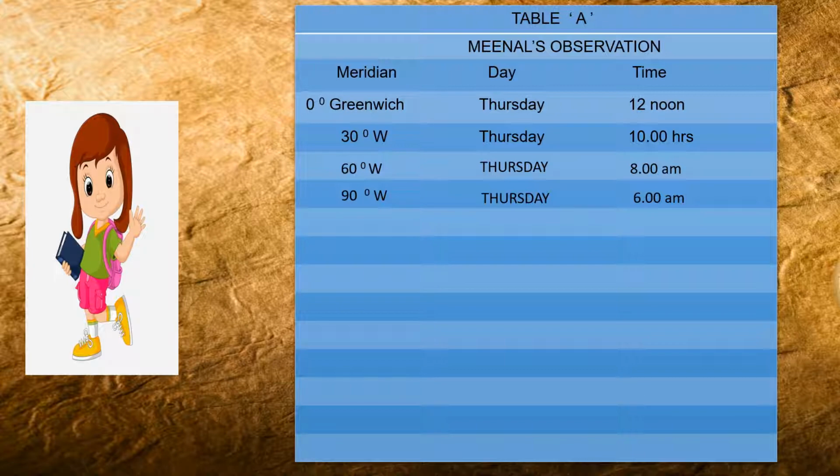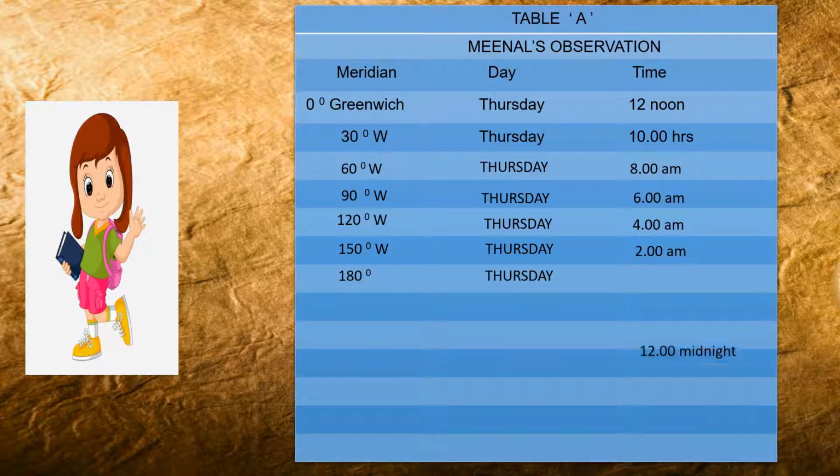Again from 120 degree west meridian, the day was Thursday and the timing 4 a.m., that is early morning 4 o'clock. From 120 degree west meridian, she moved ahead towards the 150 degree west meridian. Again, it was Thursday and the timing is 2 a.m. Now students, as all of you know that in a previous slide, we have studied about 180 degree meridian. So, when she will pass through the 180 degree meridian, she will finish with her Thursday and she will enter into the previous day, that is Wednesday.